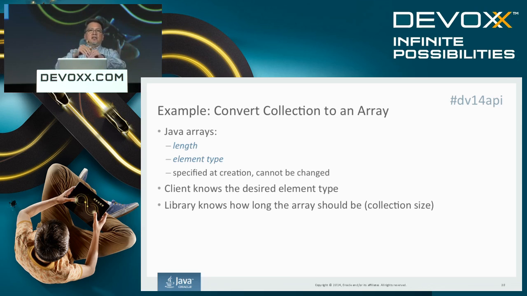So the collection has a bunch of elements in it, and we want to move them into an array. So where does that array come from? Or where do these pieces, array characteristics, come from? The client knows the element type that it wants that array to have, but the library, the collection itself, knows how many there are. So these two pieces of information exist on opposite sides of the API divide.